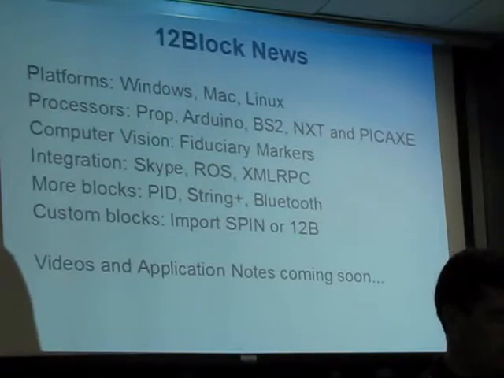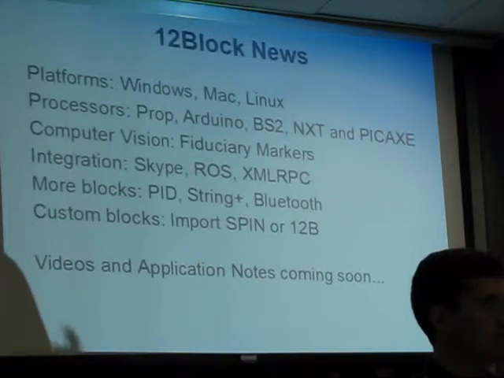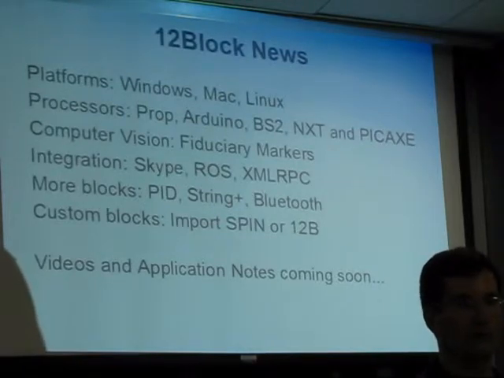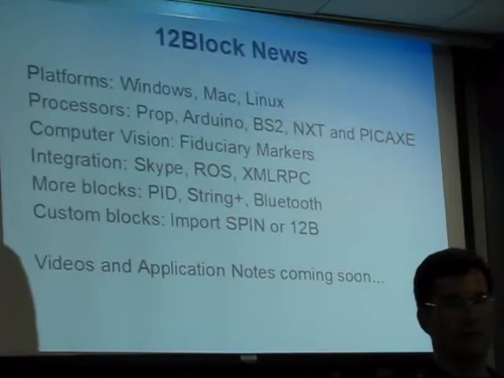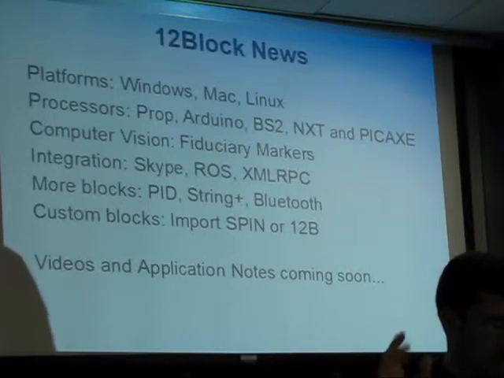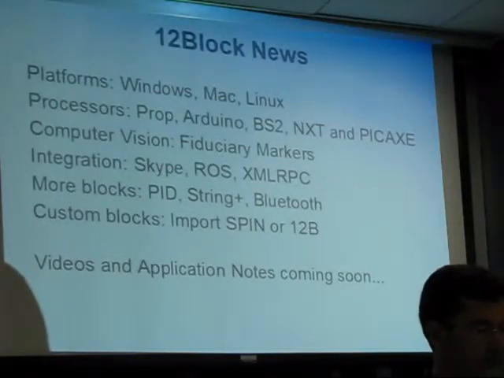Processors are the ones I've mentioned. There's also computer vision in there, fiducial markers. Skype is integrated, so with Skype you can connect to 12 blocks and ask what the variables are doing and set variables and look at sensors and all that. ROS, so it's a ROS node where each of the shared global variables are topics and publishers and subscribers and all that ROS language. XML RPC is in there as well, so you can use it as a server.